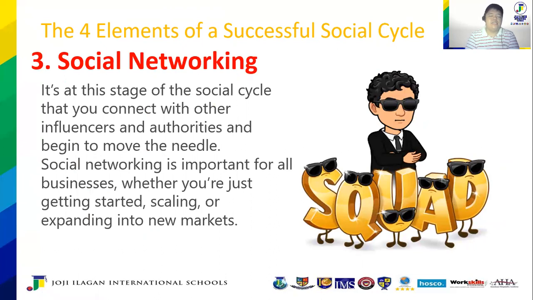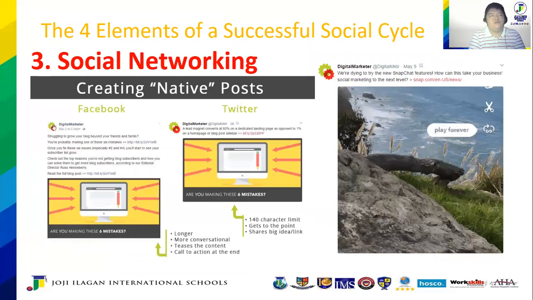Next is social networking. In this stage, it's all about how you start scaling your business, expanding into new markets or into new ventures. Number one thing about social networking is to create posts that are native to the platform. It's always important that all your posts are unique to the platform. You do not post the same thing on Facebook that is also on Twitter. Remember, Twitter has a character limit, 140 characters. So how do you take advantage of this particular platform? Make it shorter. You should get to the point. Share ideas. For Facebook, you can do more conversational posts. So tease the content, and then put a call to action at the end of the post on Facebook.